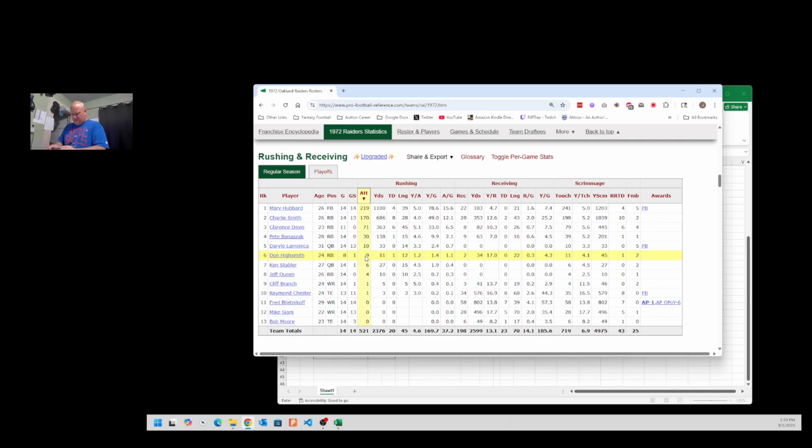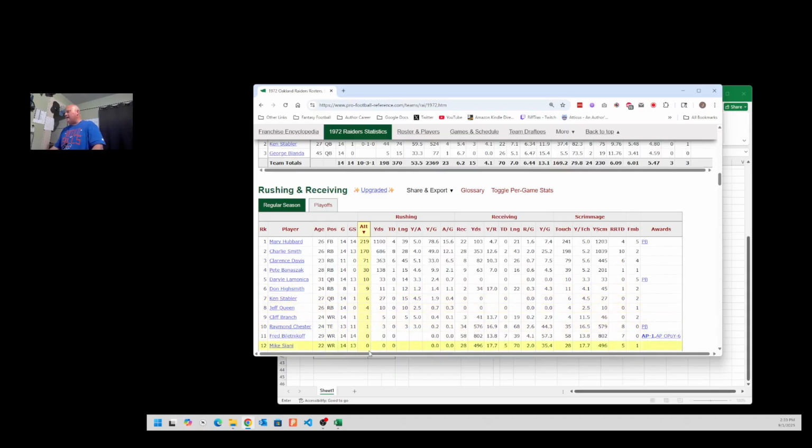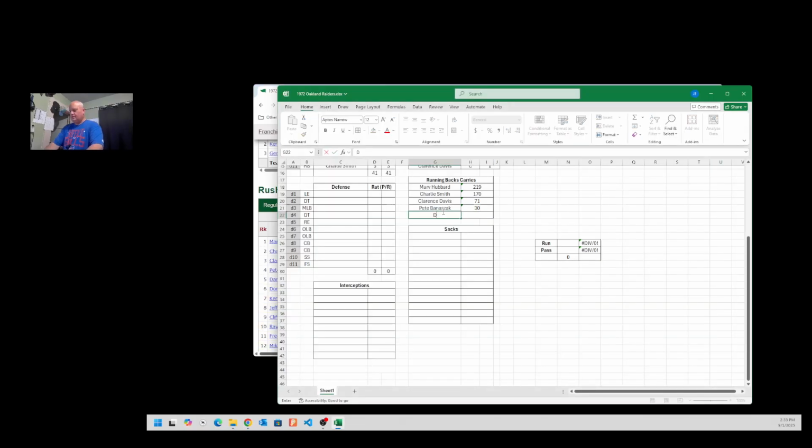I mean, where's he at? Let's see. Don Highsmith, he's a halfback 2. So we'll throw him on there. What the heck? All right, so he's a halfback 2. So let's throw him on there with 9 carries. Then I'm not going below that. That's kind of just, I kind of guess at it as I go.